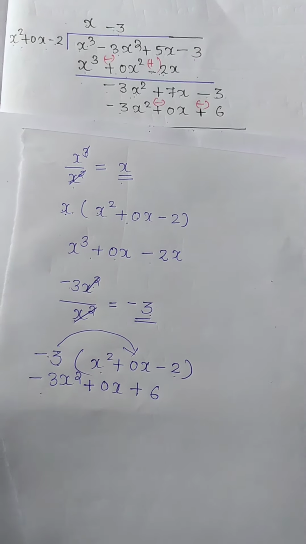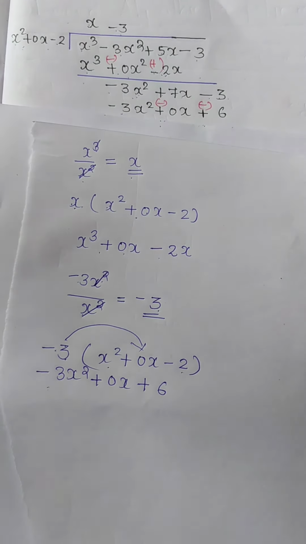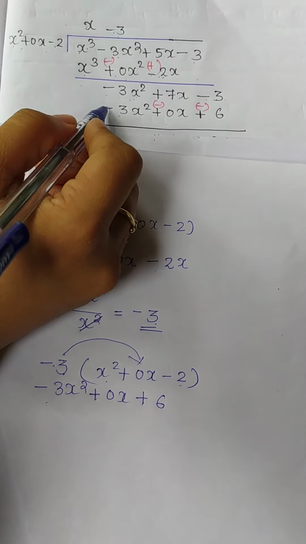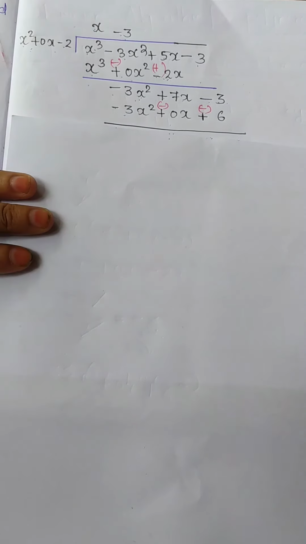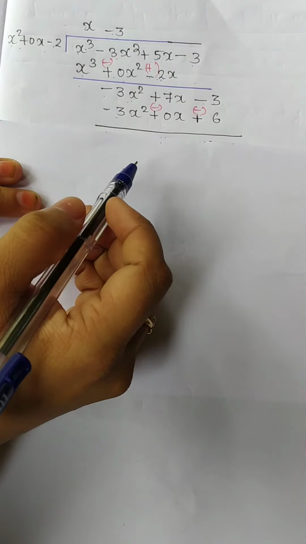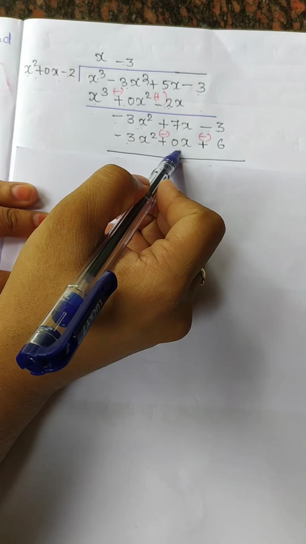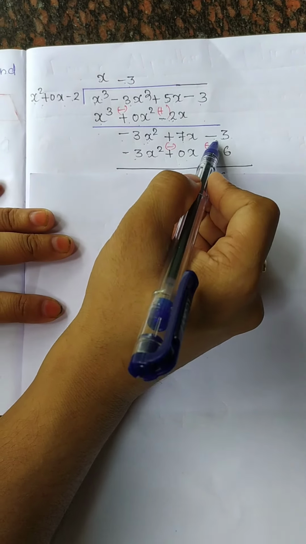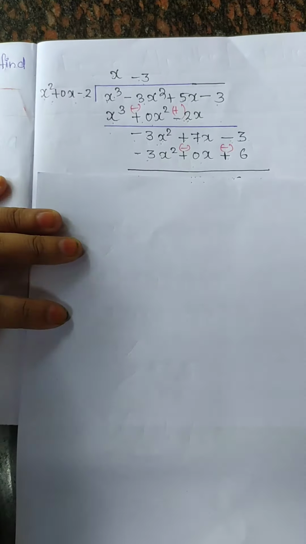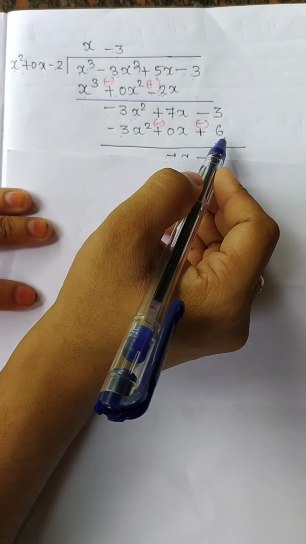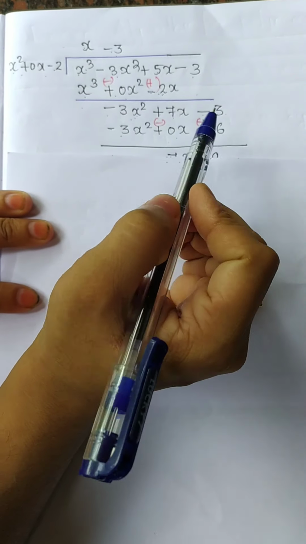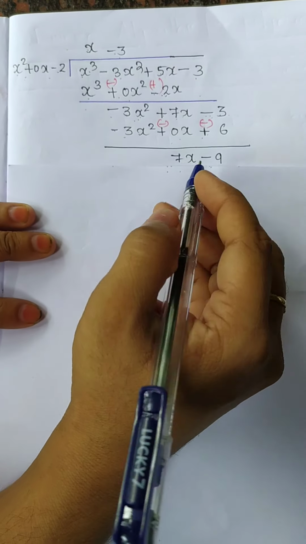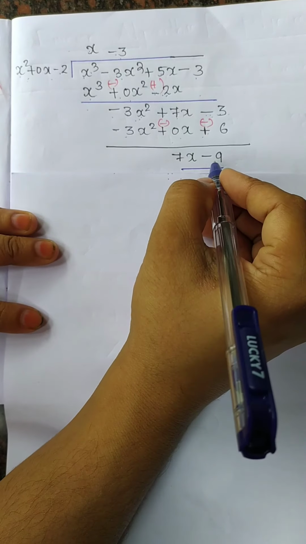Then we have to do what? Subtraction. Minus 3x square minus minus 3x square. What is the answer? 0. 7x minus 0x is 7x. Minus 3 minus 6. What is the answer? When we are subtracting, the plus simply changes to minus. Minus 3 plus minus 6 means minus 9. Now what you get? 7x minus 9.